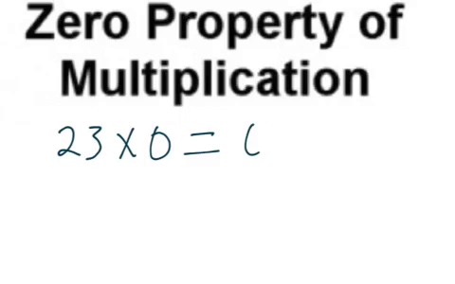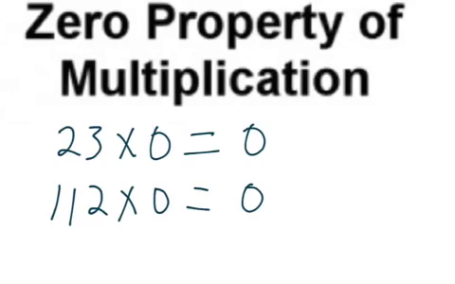All right, the next property of multiplication I want to review is the zero property, which is very similar to the identity. It states that anything times 0, let's say 23 times 0, will always equal 0. So whatever number you multiply by 0 will always be 0. So 112 times 0 will equal 0, or 0 times 85 will always equal 0. Basically, any number times 0 is always 0. So go ahead and answer a question using the zero property of multiplication.